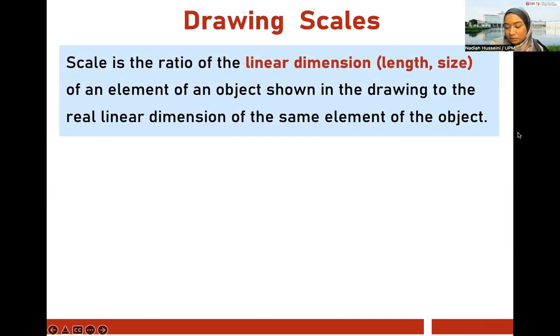Okay, so drawing skills. We've seen drawing scale when we tried to put in text in our AutoCAD drawing. And I didn't explain anything yet about scale, sebab kita belum masuk lecture lagi. But we'll talk about scale in a bit. So drawing skills, scale is the ratio of linear dimension, which is the length or the size. Typically, it's the size lah, of an element of object shown in the drawing to the real linear dimension.